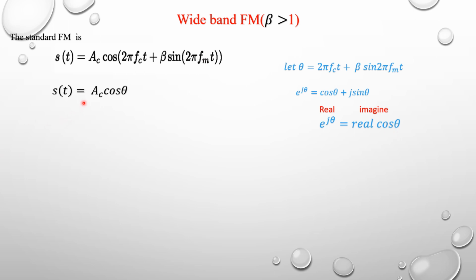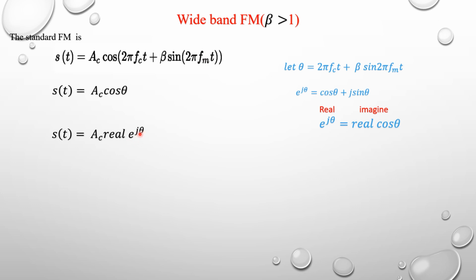Then you modify the equation. So s of t is equal to Ac cos theta, which is equal to Ac into the real part of e to the power j theta. We know that the real value of e to the power j theta is cos theta, so cos theta is equal to the real value of e to the power j theta. Just modify cos theta into polar form. So s of t is equal to Ac into the real part of e to the power j theta.